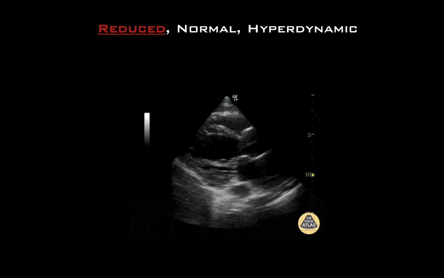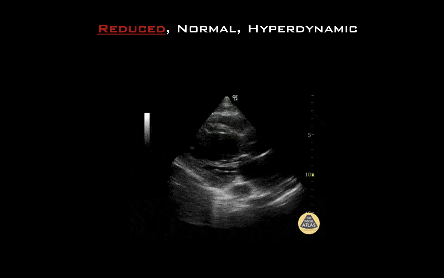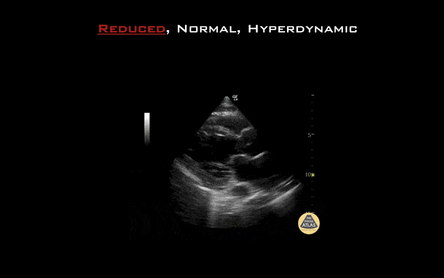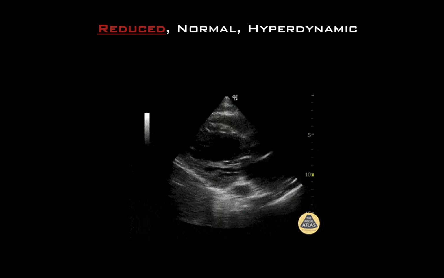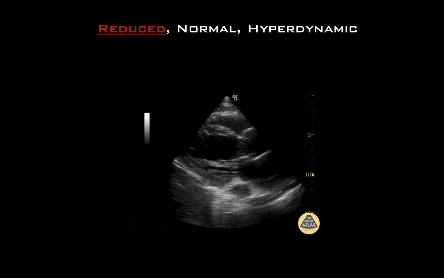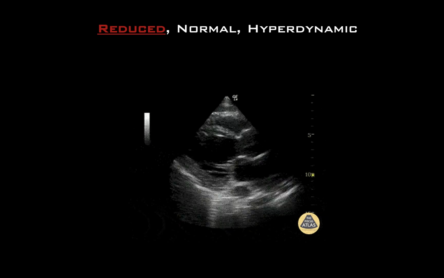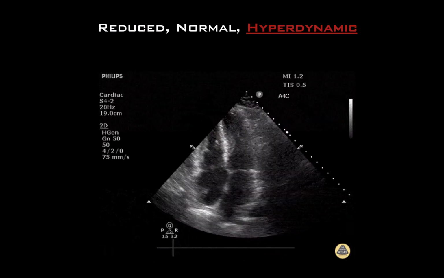For the sake of the RUSH exam, you will classify the LVEF into 3 categories: reduced, normal, or hyperdynamic. Here is an example of a grossly reduced left ventricular function. You don't need a comprehensive echo to tell you that this is significantly abnormal. This is from a patient with severe sepsis-induced cardiomyopathy, gross EF estimated to be 10% on comprehensive echo.